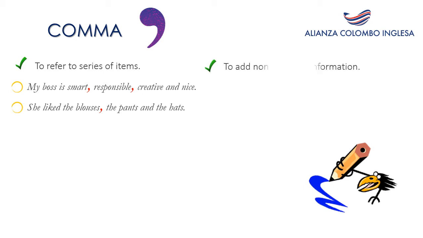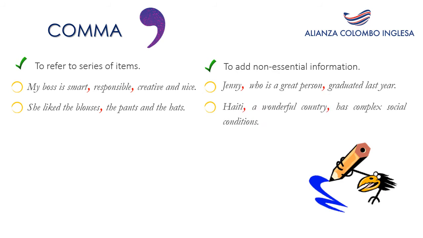The second one is whenever we want to add non-essential information. So we can have a base sentence, just as Jenny graduated last year, but we want to add something additional, which is, who is a great person. That's like a personal opinion there. And the same happens in the second example. Haiti, a wonderful country, has complex social conditions.